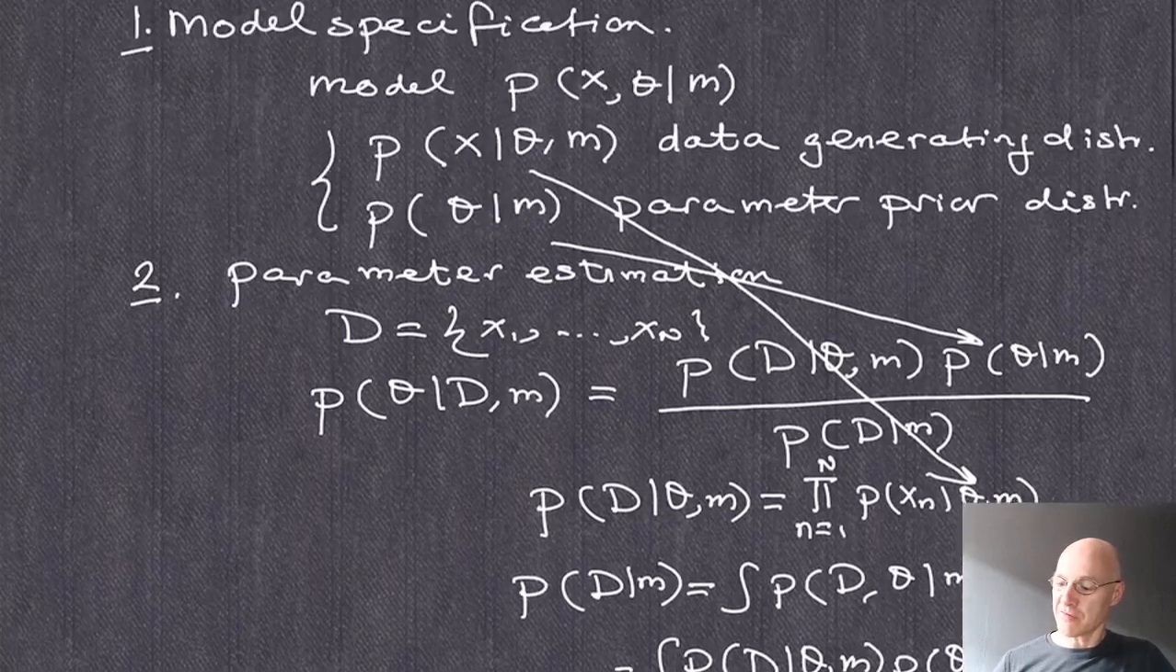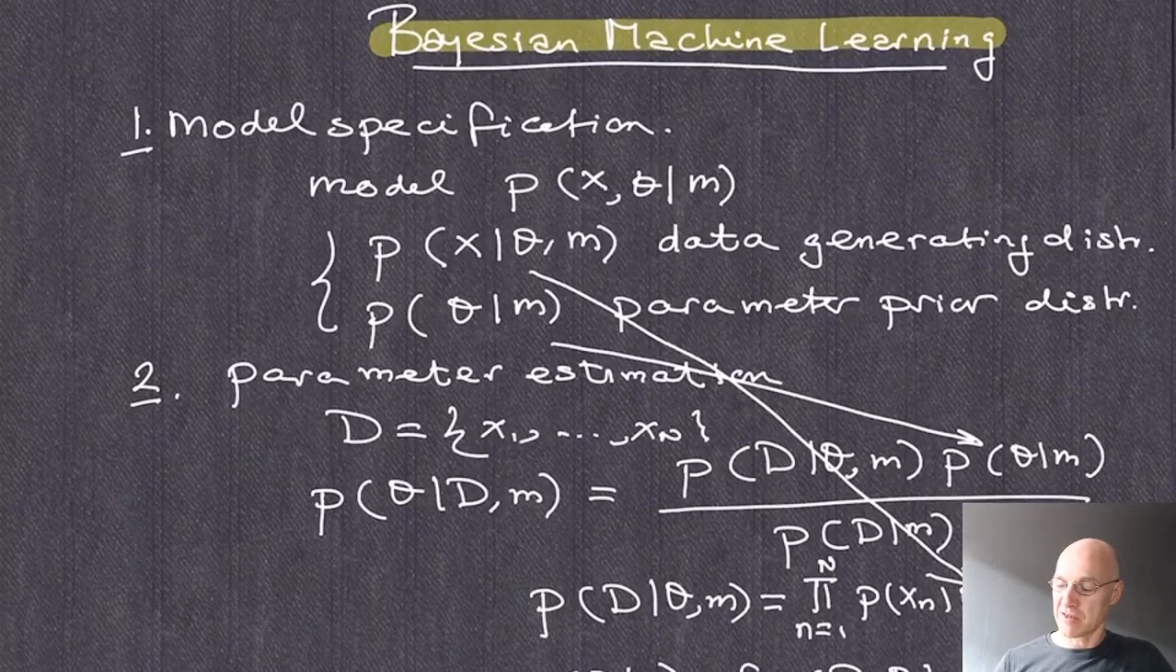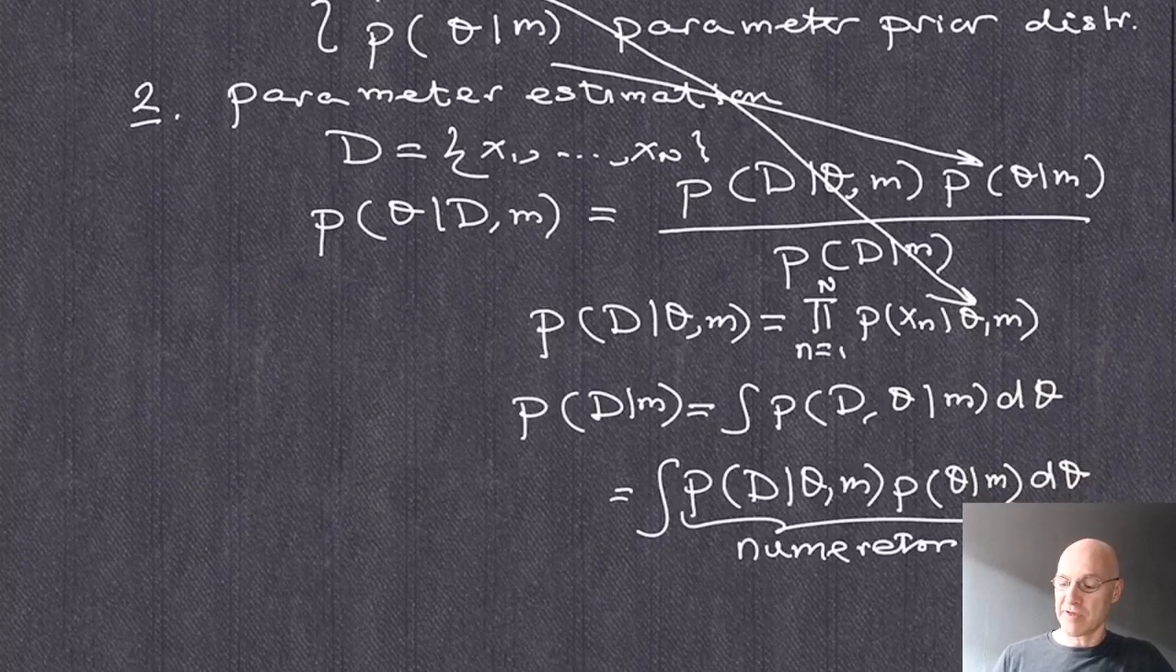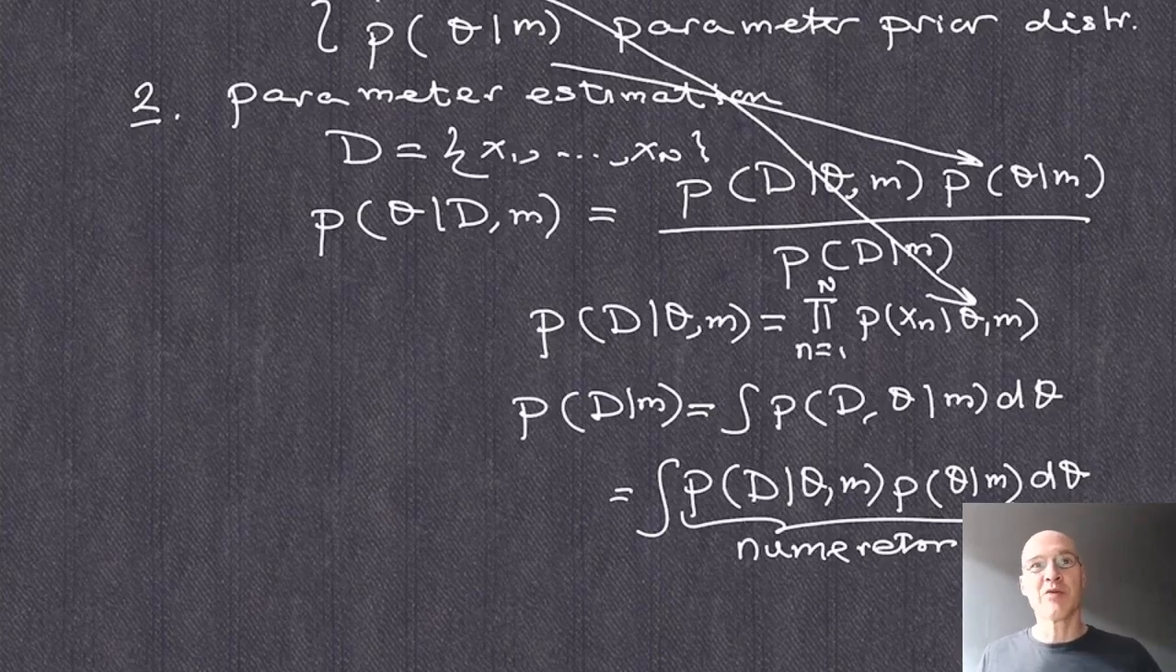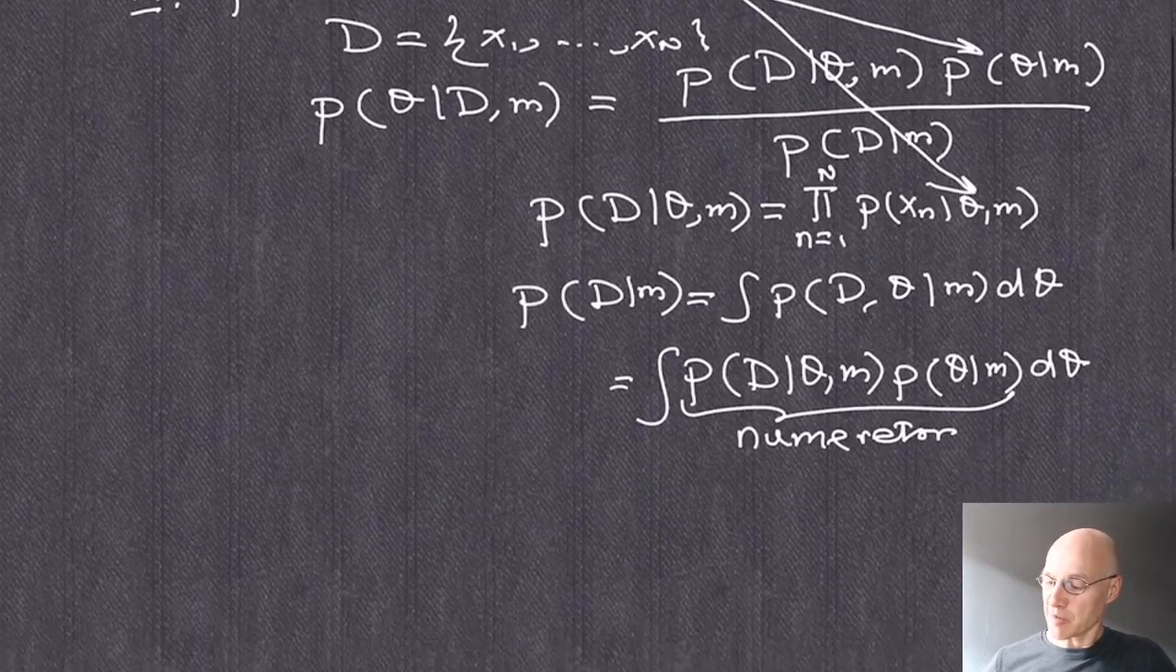Once you have specified your model and you say, I want to compute now p of theta given the data, or p of whatever you want to compute given whatever you know, you can use sum and product rules to compute it. It's automatic. That's the beauty, or one of the beautiful things about Bayesian machine learning. So that's parameter estimation.